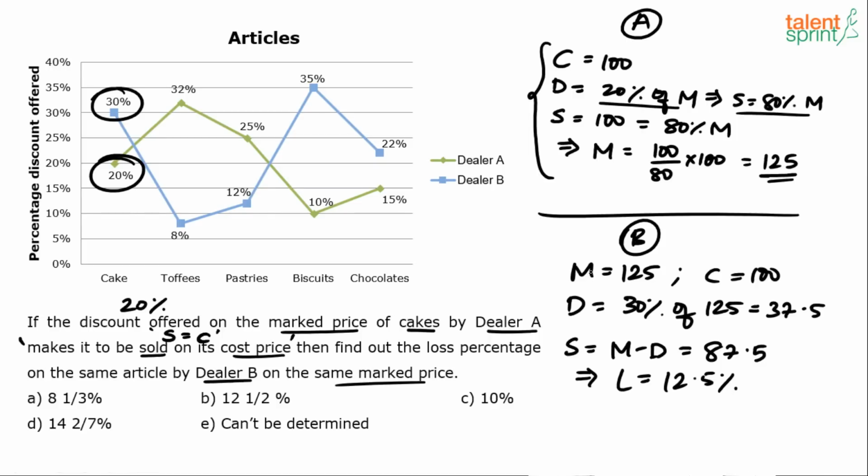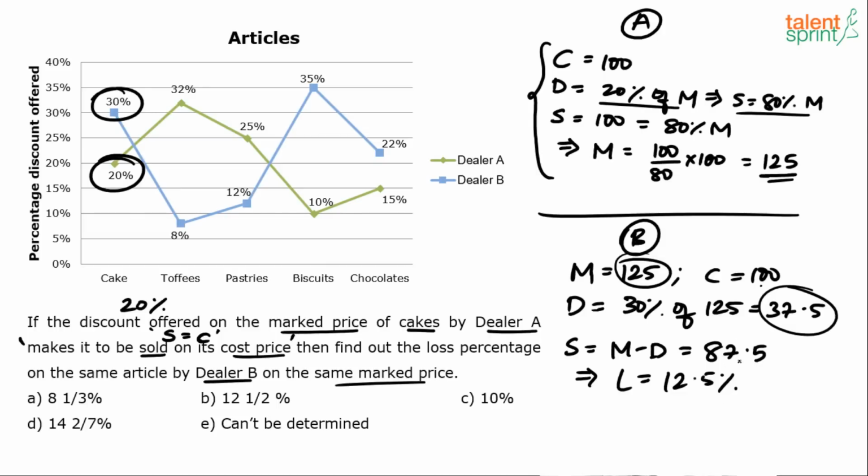Marked price also is same as the dealer A, 125. But the discount, this fellow gives 10% more discount. 10% more discount meaning 10% loss actually. That is 12.5. 10% of 125 is 12.5. Or just do this calculation. 30% of 125 is 37.5. Marked price minus discount. Discount 37.5 gives me 87.5, which means what I bought for 100 rupees, I'm selling for 87.5 rupees.